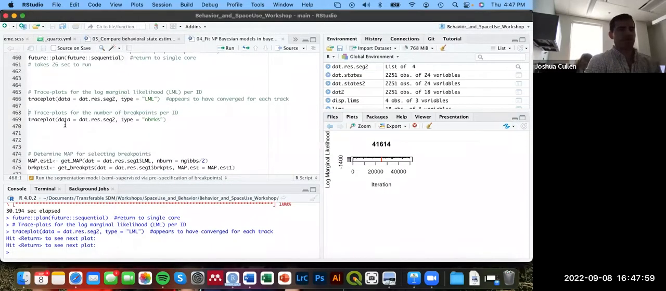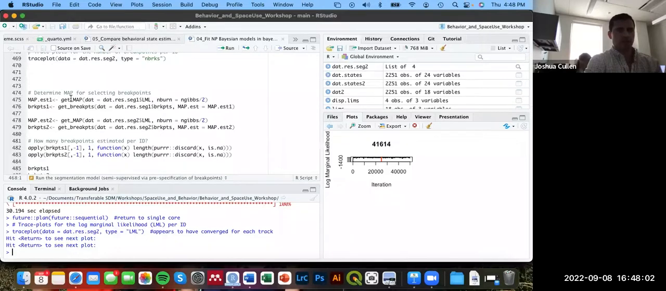I'm going to skip the trace plot of the breakpoints for now, so we can get through this quickly. But once you've run your model, whether you pre-specify breakpoints or not, the next thing you need to do is get the breakpoints for the MAP estimate, so again, the highest likelihood estimate from your posterior. To do that, use the get MAP function. You supply it the log marginal likelihood, or LML, from our fitted model. And then you also tell it the burn-in period, so it knows to only consider breakpoints after the burn-in.